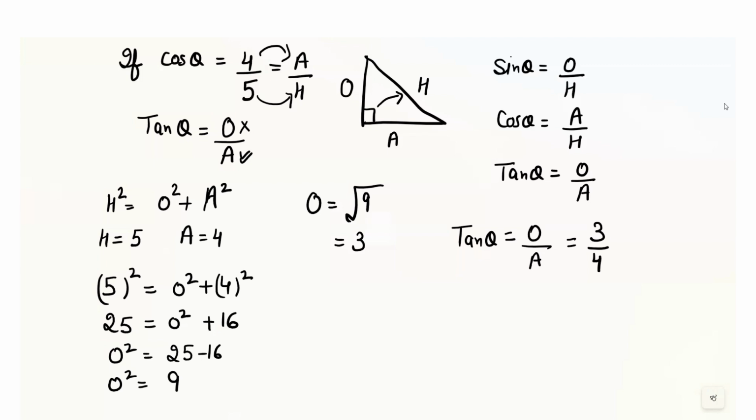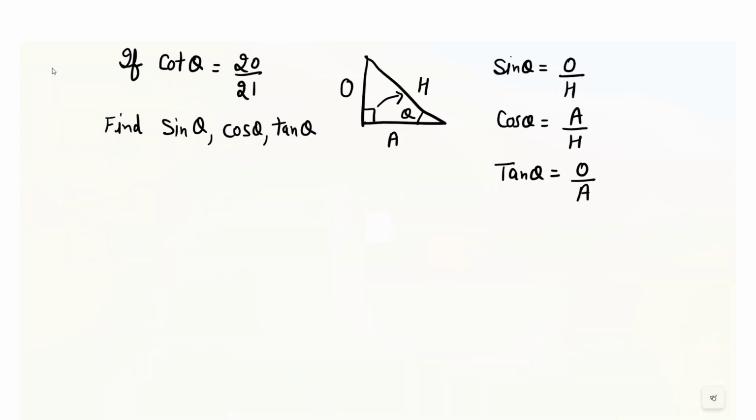Let's understand this with one more example. Cot theta is already given. So cot theta is equal to A over O. So we will write down here A over O and we have to find out the value of sine theta, cos theta and tan theta. To find out the value of sine theta, we need the value of H. So here we will use the Pythagoras theorem.